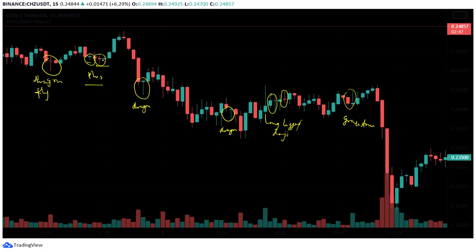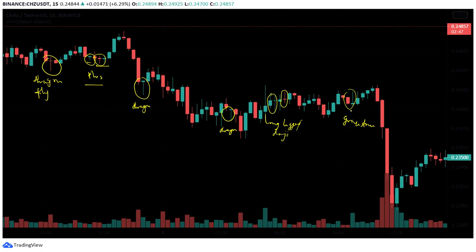So you have to wait for confirmation. Like I said before, it's not that immediately it forms you jump into the market and start looking to go bullish or bearish. You have to wait for confirmation because the market is not sure of where it wants to go. The market is indecisive.